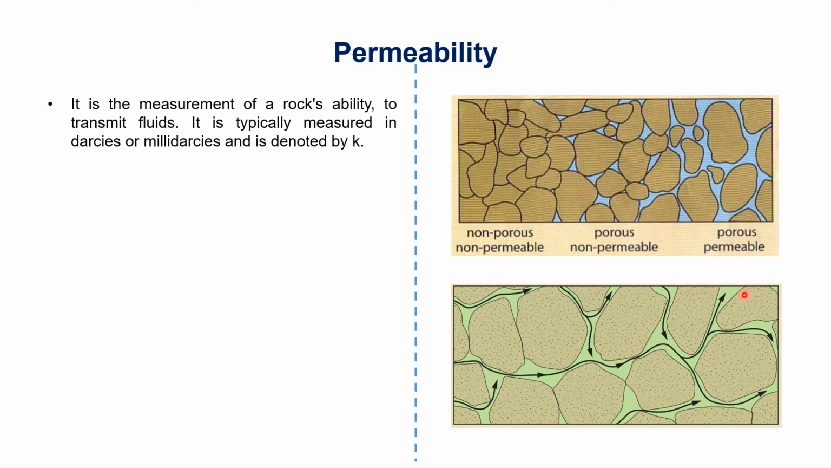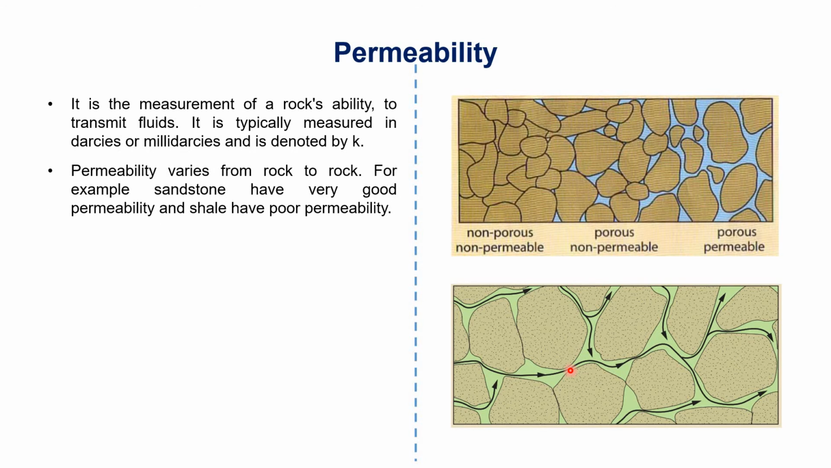Here we can see in this diagram again that permeability is the ability of the rock to transmit fluid. That is, here we can see that fluid is able to flow from this side to this side. That is, the pores are interconnected. So the measure of this interconnectedness is actually the permeability.